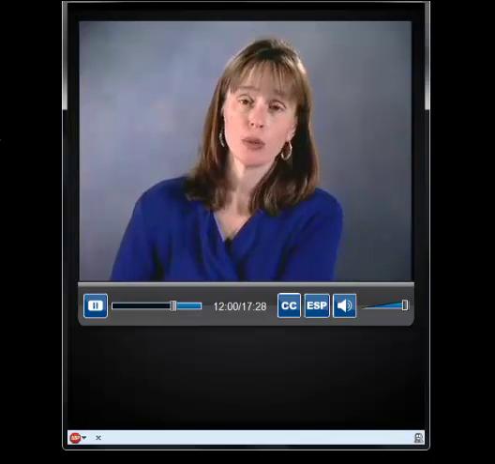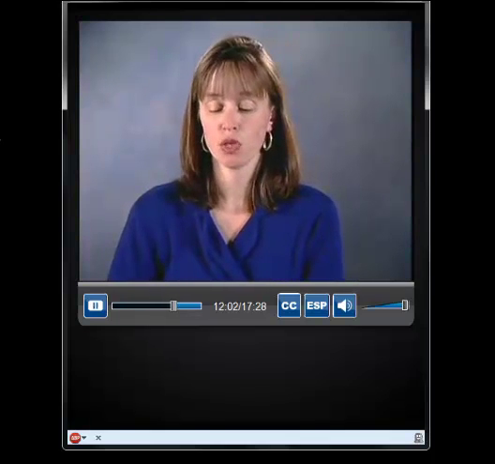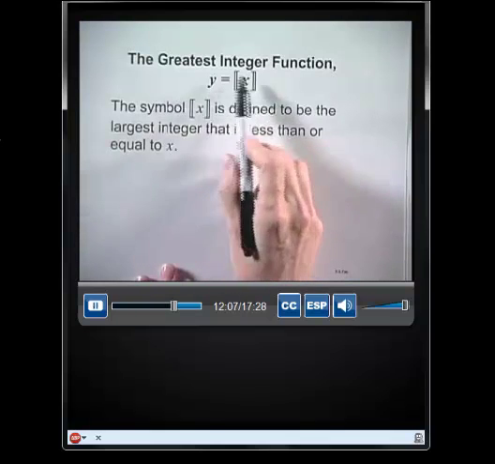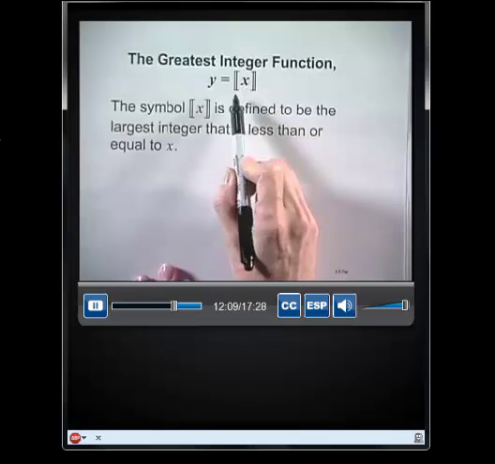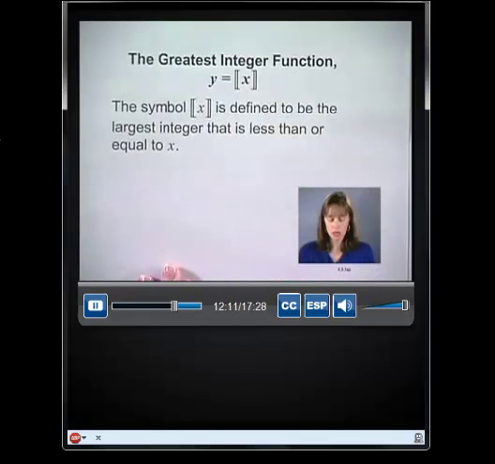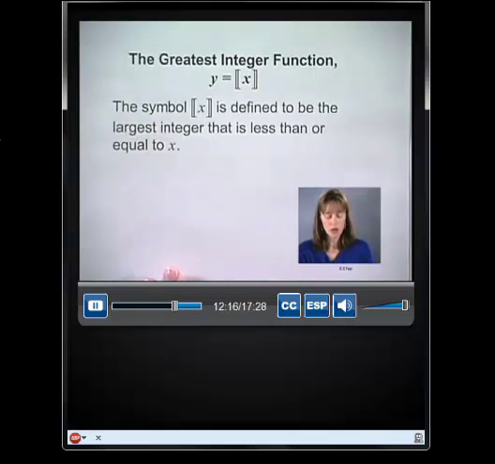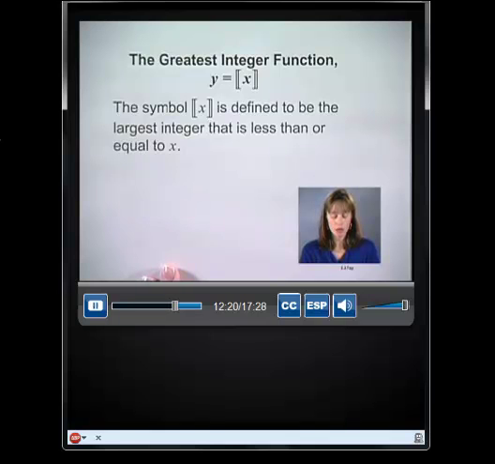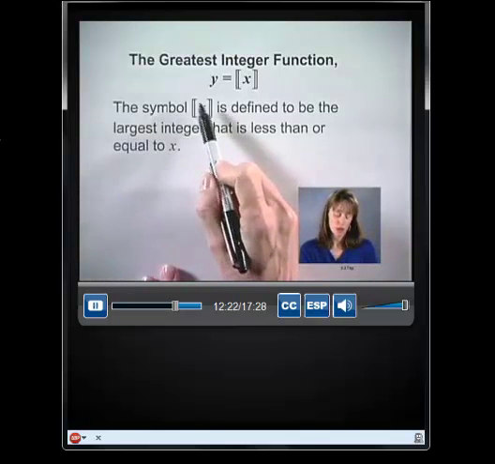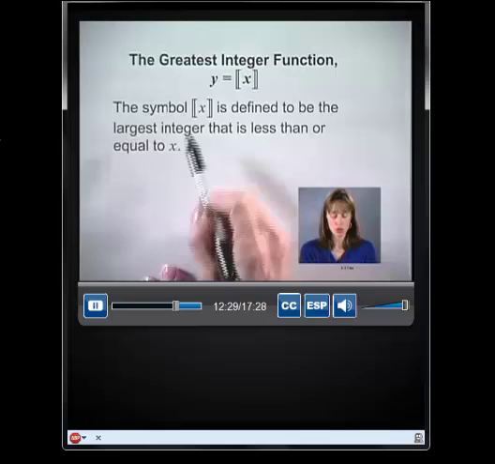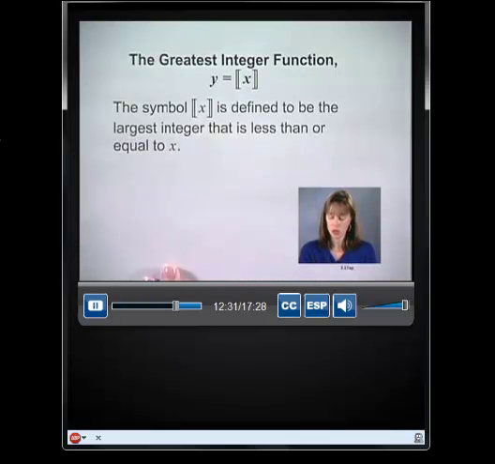Let's look at a particular piecewise function. This one's called the greatest integer function. The notation for the greatest integer function is y equal to these symbols enclosing x, and this set of symbols is defined to be the largest integer that is less than or equal to x. Sometimes you can think of the greatest integer function as whatever number x is dropping back to the next closest integer, or to the left to the next closest integer.